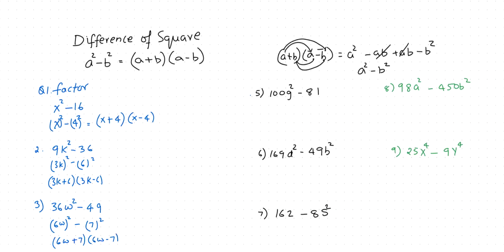Next question. 100g² − 81. The square root of 100 is 10, so we can write (10g)², minus the square root of 81, which is 9, so 9². Think of this bracket as a and this as b. So the factors will be a + b, that is 10g + 9, and 10g − 9.